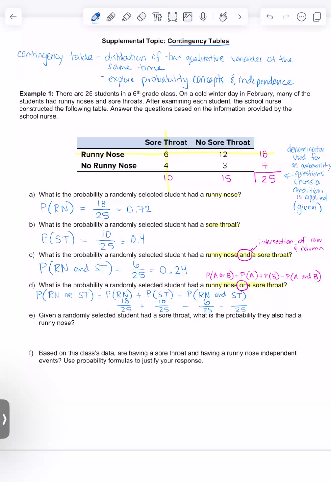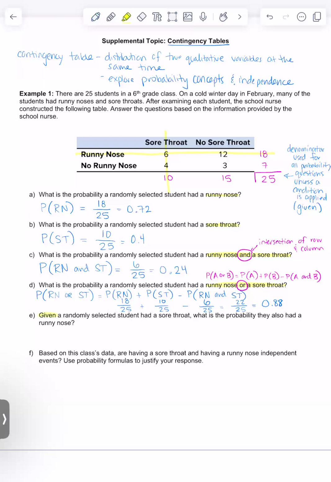So let's do this math. What's 18 plus 10 minus 6? So 18 plus 10 is 28. 28 minus 6 gives me 22. And if I stick that into the calculator to simplify it, I get 0.88. Great job. Only 2 more questions to go. Keep up with me, guys. We're almost done. Ooh, look at this keyword.